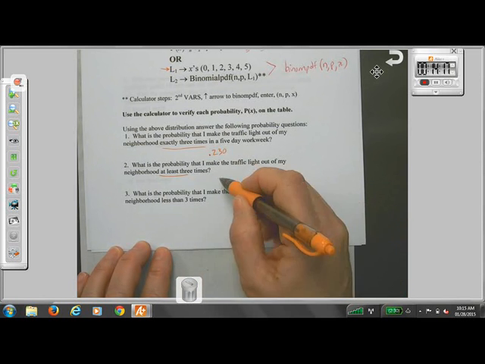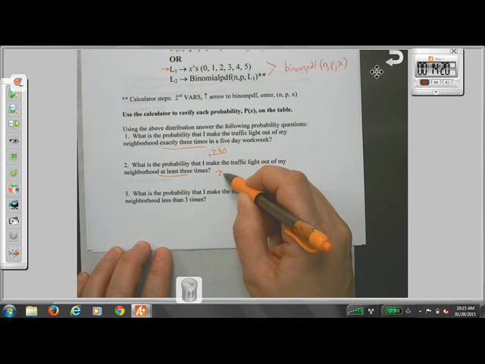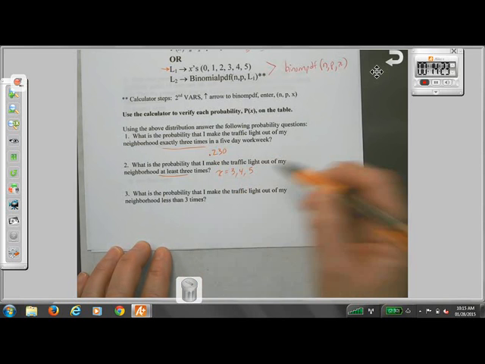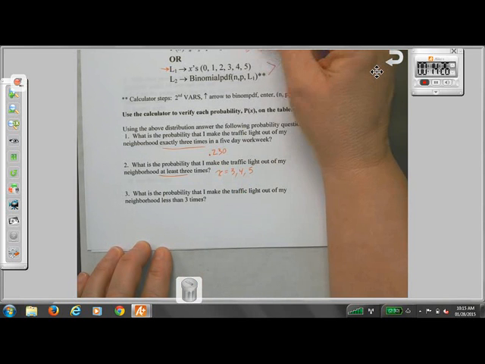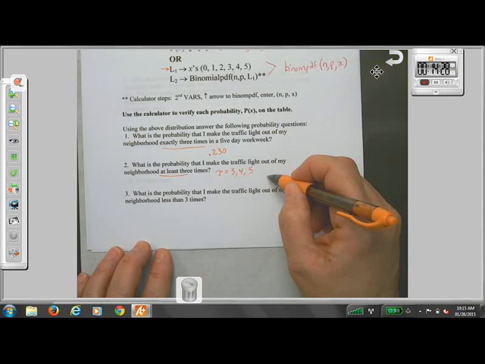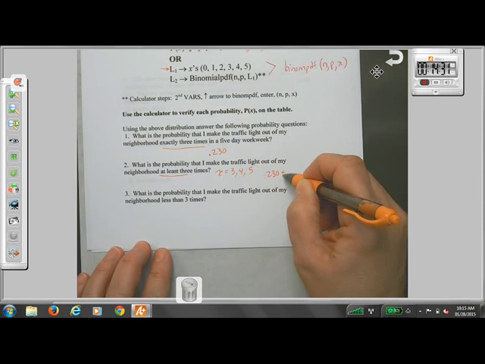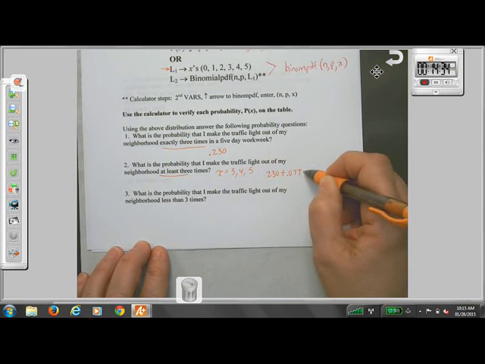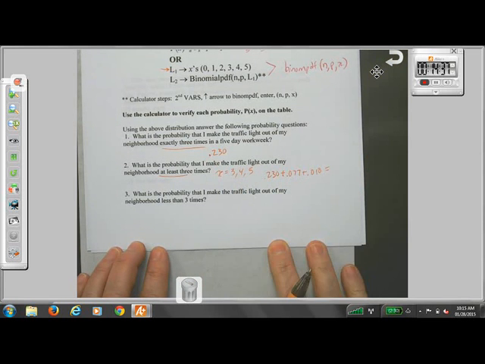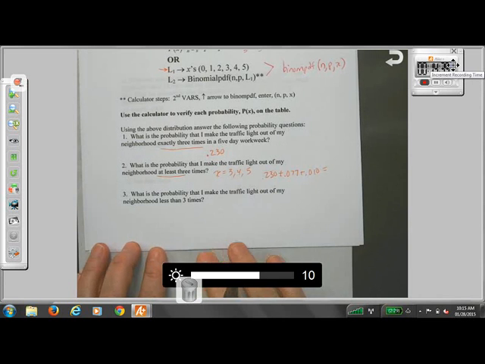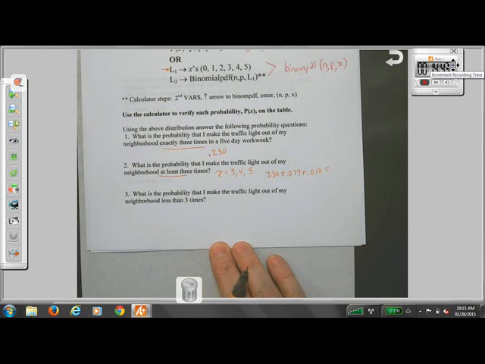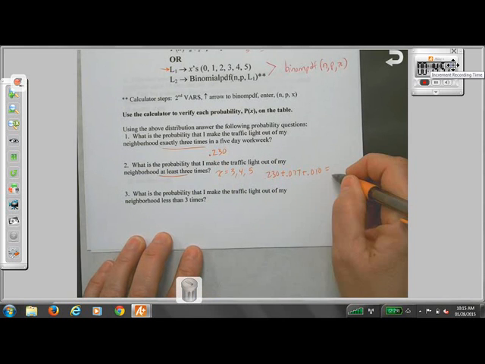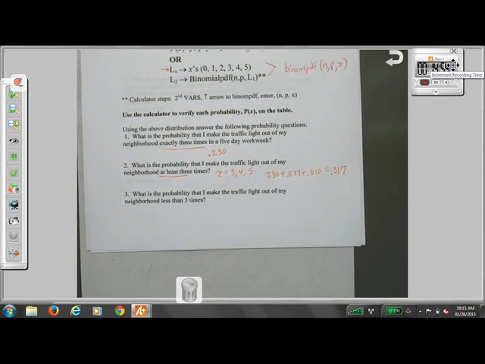3, 4, 5. It's the probability when X equals 3 and 4 and 5. So it's the 3 at the bottom there. Again, you could just add them up. So it's the 0.230 plus 0.077, I'm just getting this off the table, 0.010. Just add those together, and you'll have that total, 0.317. So the probability that I make the traffic light at least 3 times is 0.317.